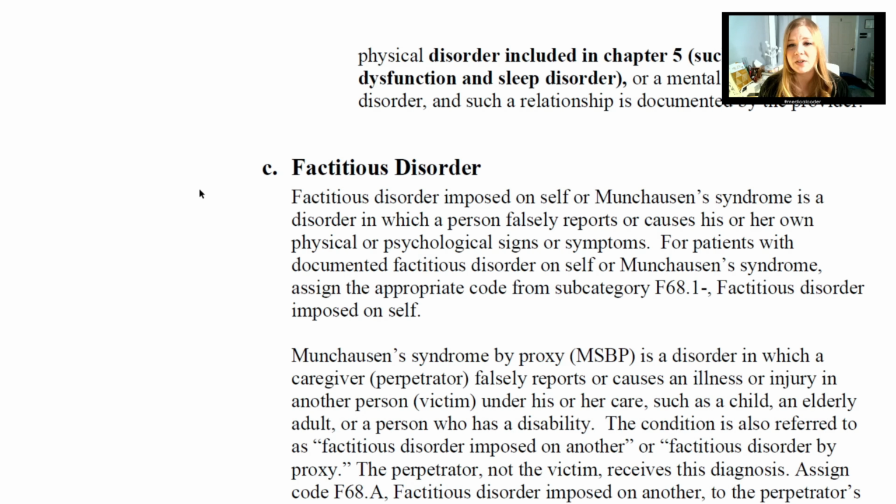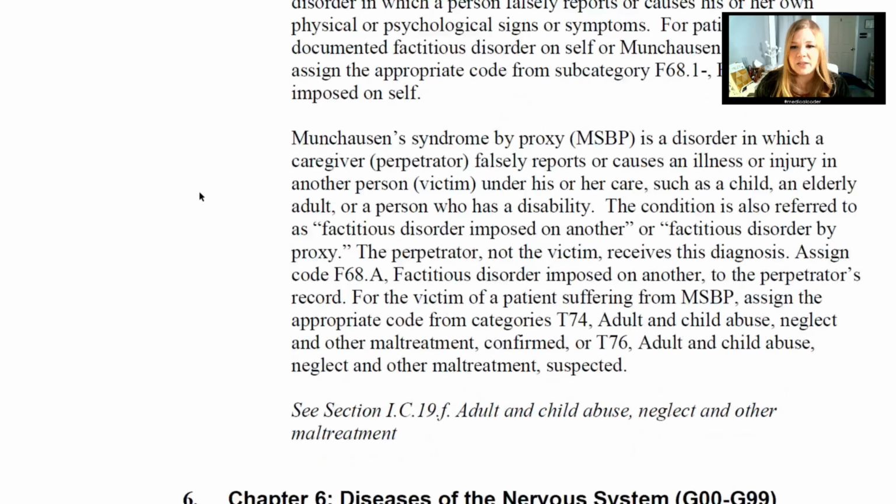It is by proxy, MSBP, which we are familiar with in the case of Gypsy Rose, which is where her mother, or in other cases it might be a caregiver, they falsely report or cause an injury or illness in someone else, that person, the victim, under his or her own care, such as a child, an elderly person, someone who may be taken care of that has a disability. The condition is also referred to as factitious disorder imposed on another, or factitious disorder by proxy. The perpetrator, not the victim, receives that by proxy definition.